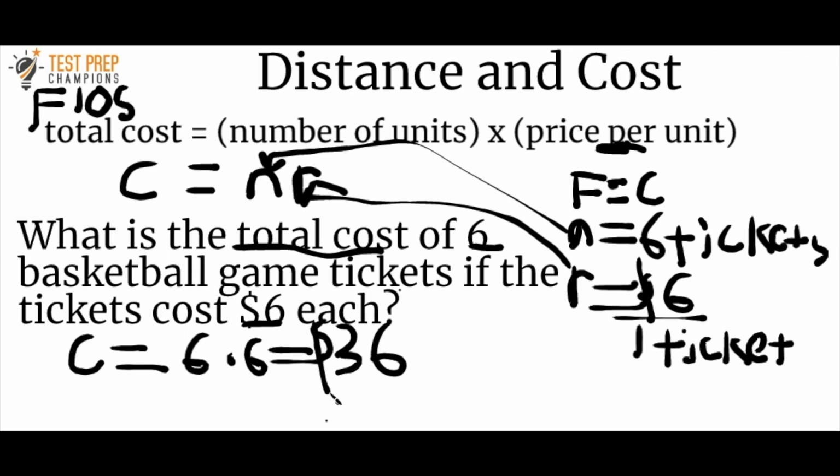So that's how much you would spend if you want to go to a basketball game. Say it's like a high school or middle school basketball game where tickets are only a couple bucks, like $6 or something like that. If you want to get 6 tickets at $6 each, you would just multiply together here and it would be $36 here. All right, so that's how you would use the cost formula.